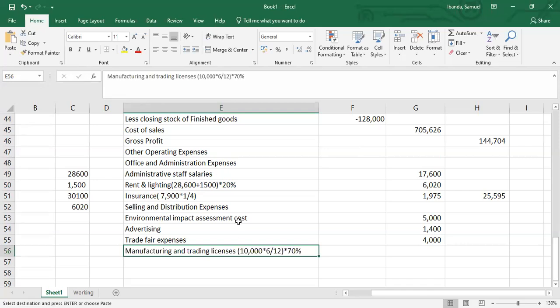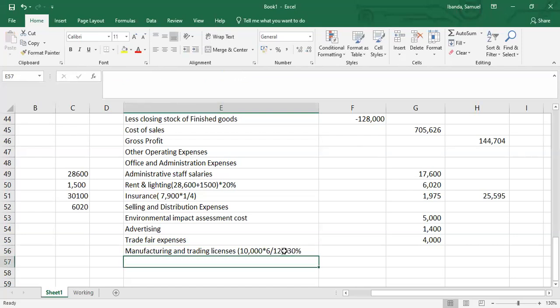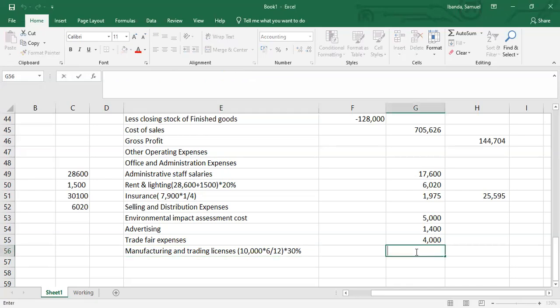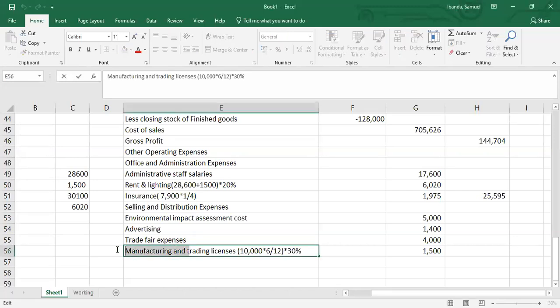So remember, they told us that part of it was for next year, which was the 6/12. Instead of multiplying here, I'll multiply it by 30%. So this means that this will be basically 5,000 times 30%, which is 0.3, which will get me to 1,500. Okay, I hope that is clear for you. Then after that, since they have already told me that the other one was manufacturing, I'll call just these trading licenses. Okay, it's just trading license.